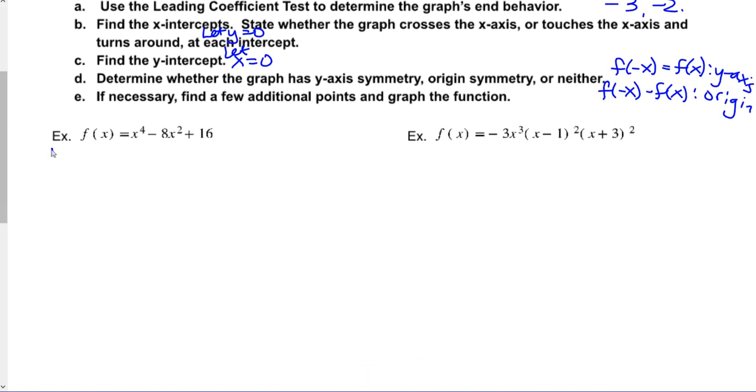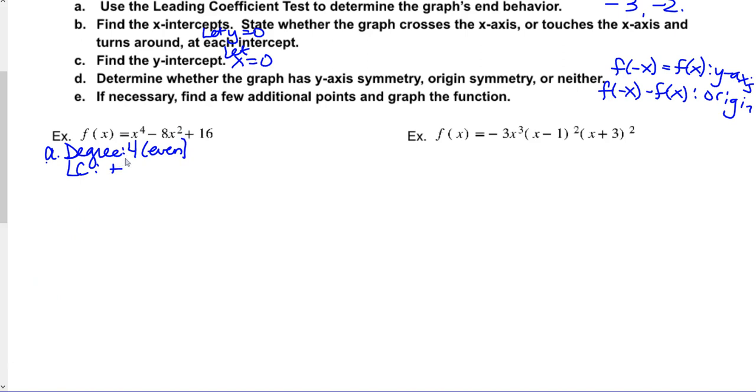All right, so part A. Let's look at the leading coefficient. If you need to turn back to the very front page, that's where this test is. We need to look at the degree, and we need to look at a, the leading coefficient. The degree here, highest power, is 4, which is even. And our leading coefficient is positive. We don't really care what it is. It's just positive, okay? Is all we care about.